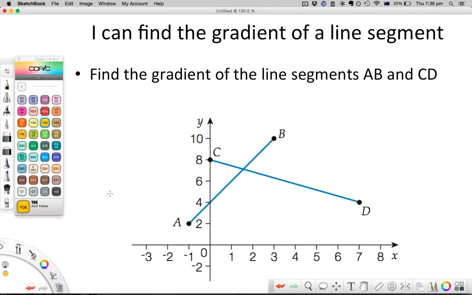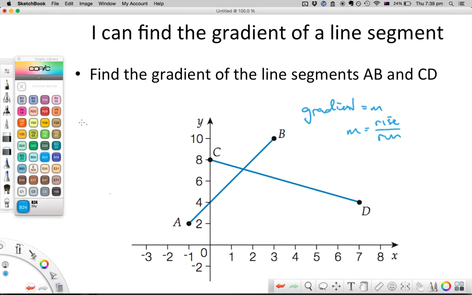Super quick vid on how to find the gradient of a line segment. So you're probably familiar with the equation of gradient, which we often call m, and m equals rise over run. But what does that actually mean?